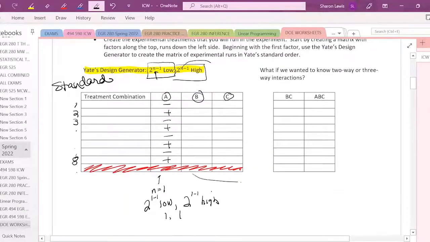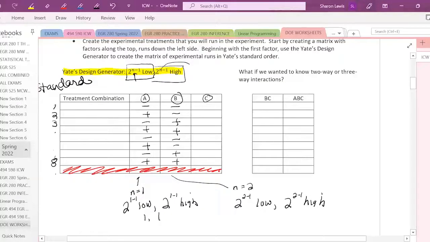Now B is the second variable, so n is equal to 2. That we're assigning, it's the second that we're assigning to. So we've got 2 to the 2 minus 1 low, 2 to the 2 minus 1 high. So that's going to be 2. So 2 low, 2 high, 2 low, 2 high.